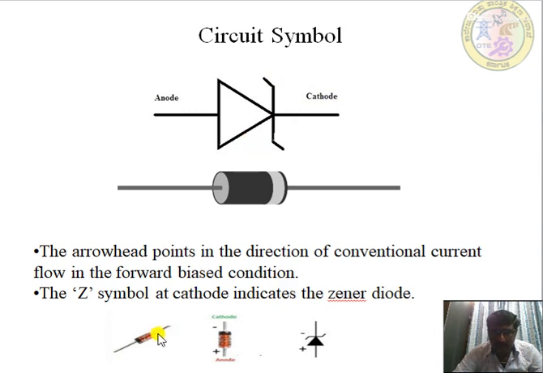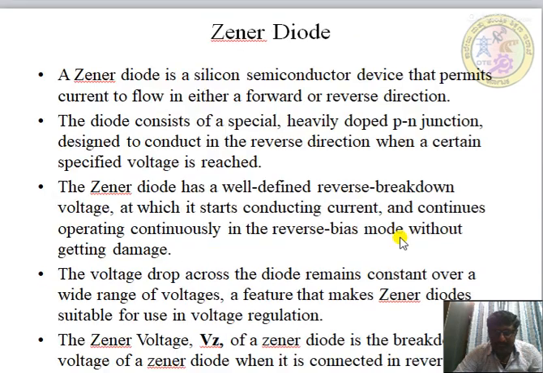So this is how it looks, from anode to cathode. This part is the cathode, that is the Z-type symbol, and the normal side is known as the anode.